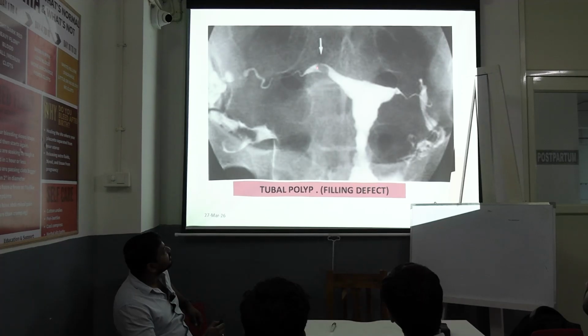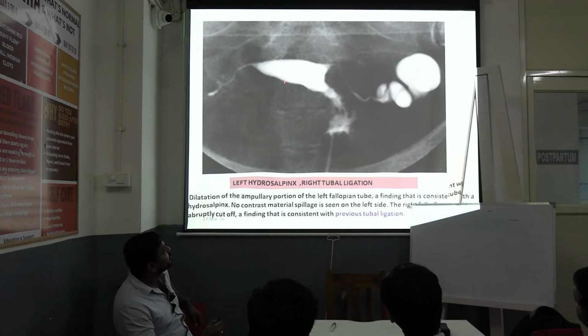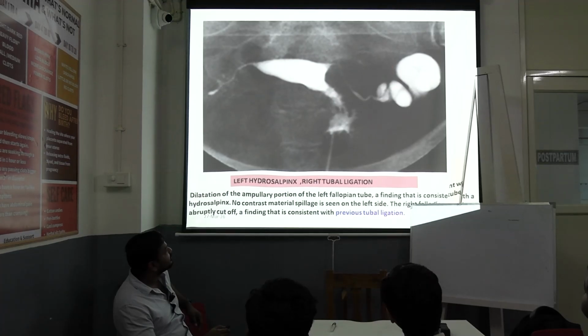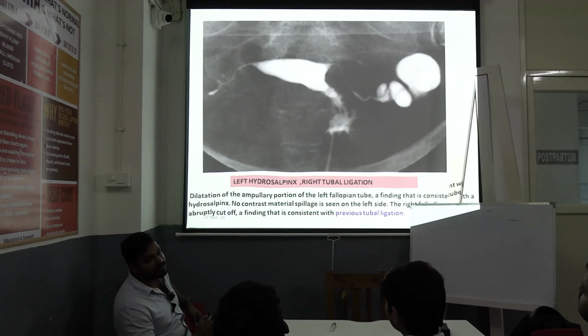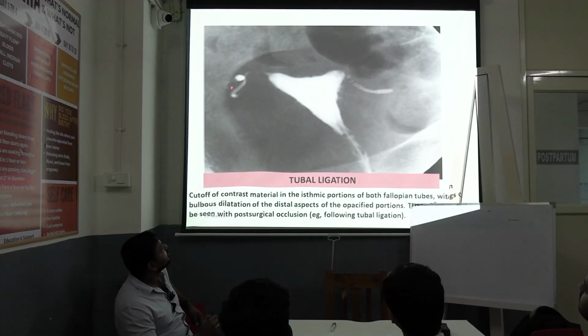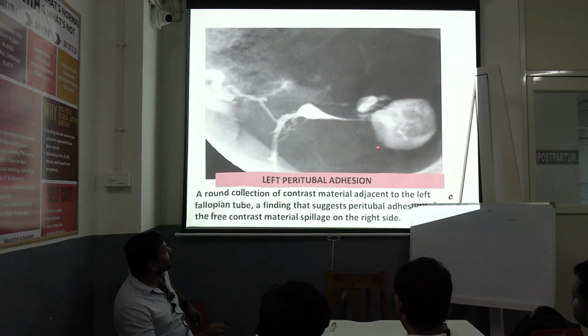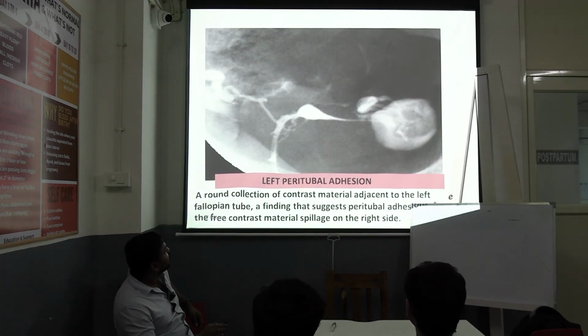See, here there is a filling defect, this is a tubal polyp. This is a left sided hydrosalpinx. And on the right side, see, it went this far and then did not go further, there is no spillage, it is blocked in the middle, that means ligation has been done. See, here also it goes and gets blocked, that means ligation. Okay.